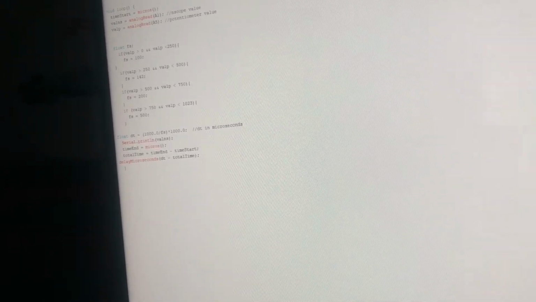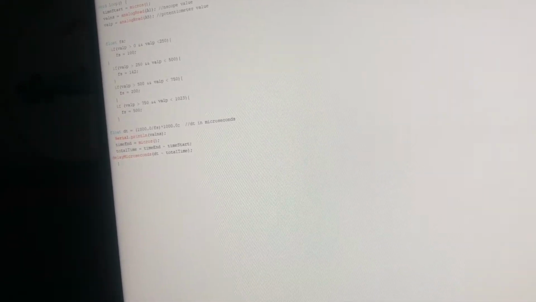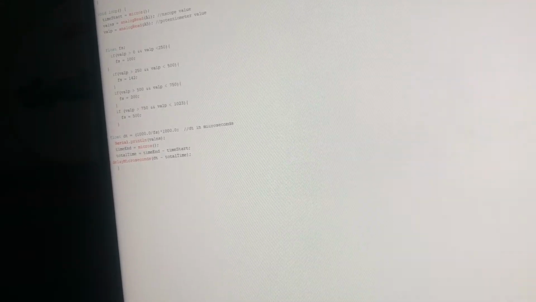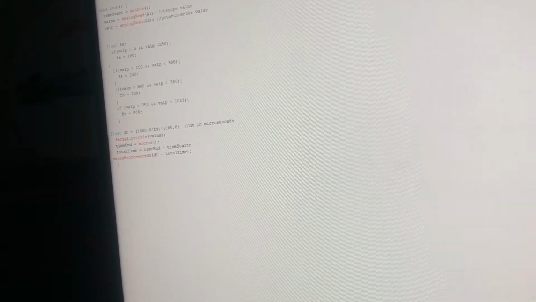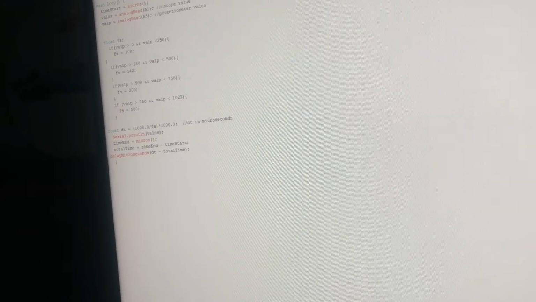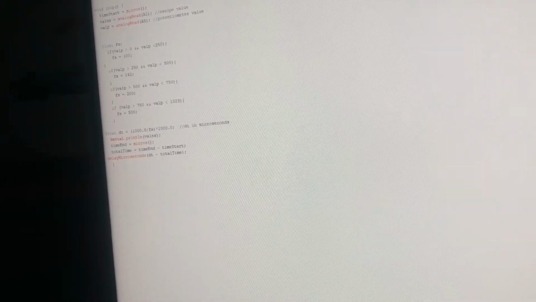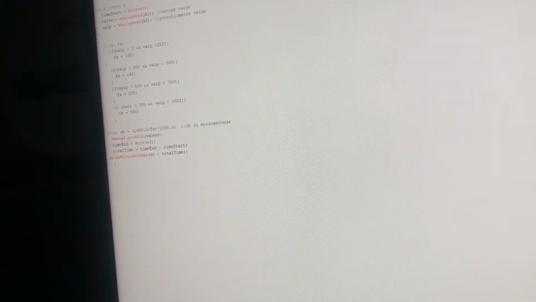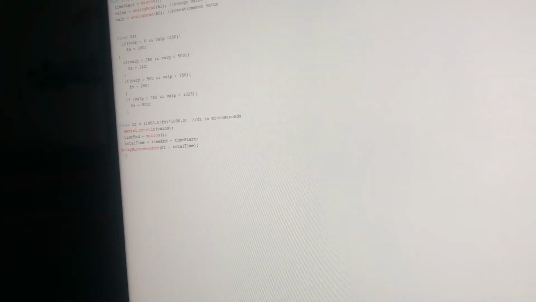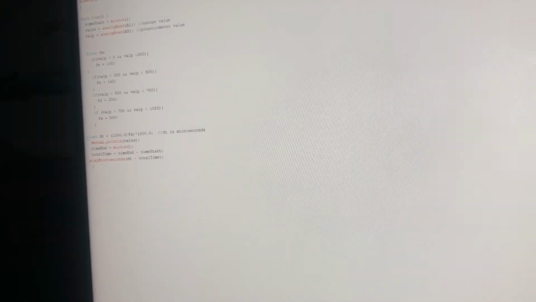In a loop, it starts the time with time start micros, and then it defines val ns to be an analog read from pin A1, and then val p to be analog read from pin A5. Goes into if statements, 4 different if statements.